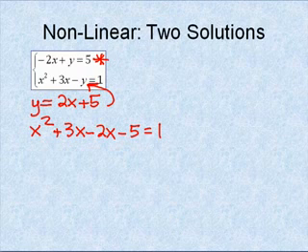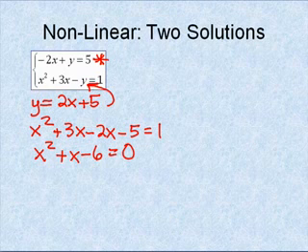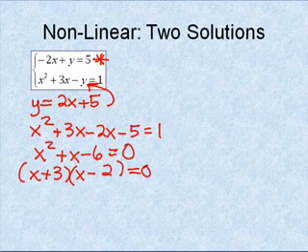We can combine like terms, so we get x squared + x - 6. We're going to bring that 1 over, and that's equal to 0. So now, can we factor this? Well, we've got 3 and 2 that multiply to be 6. So we have (x + 3)(x - 2) = 0.